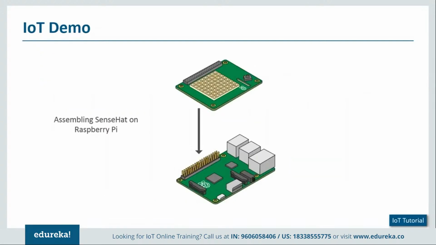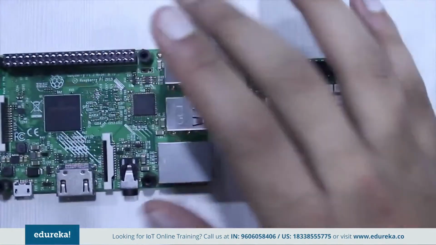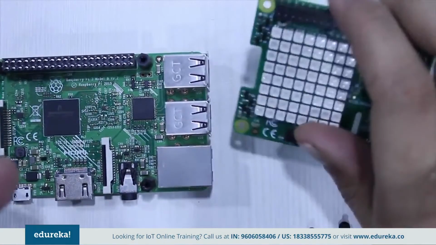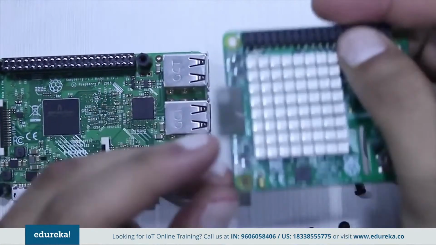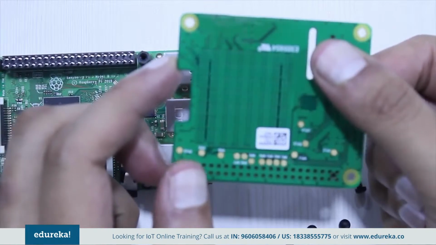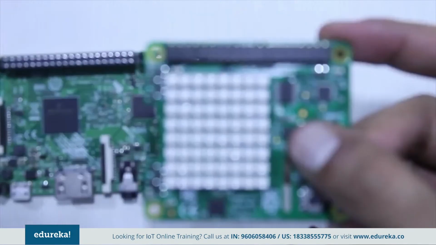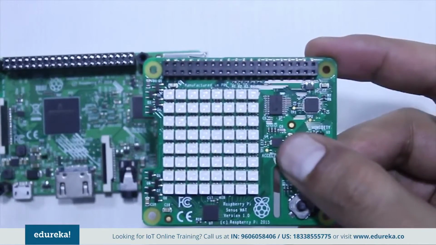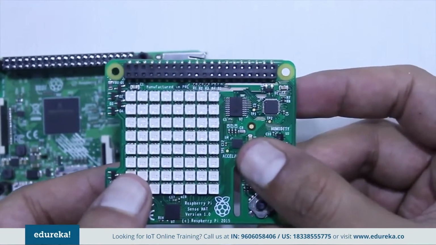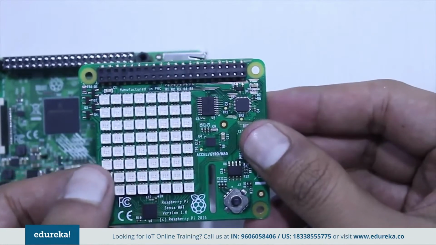First, let me show you what the Sense HAT is and how you can assemble it on the Raspberry Pi. This is my Raspberry Pi unit, and this is the Sense HAT board. It is a simple additional board that you can add on top of your Raspberry Pi. How it's different is that, in comparison to your Raspberry Pi, there is an 8x8 digital LED display present here. You can use this for various different purposes as per your requirement.